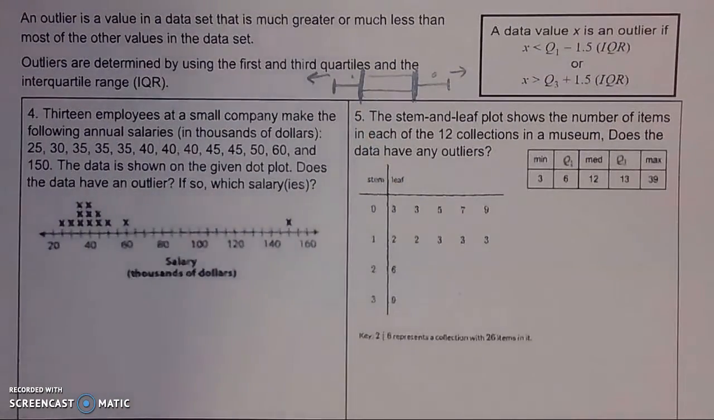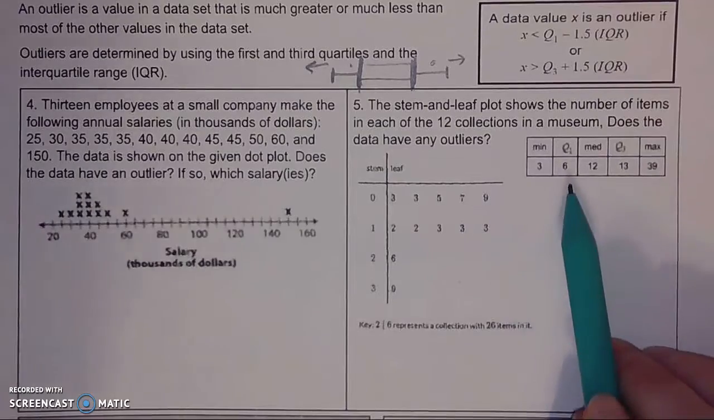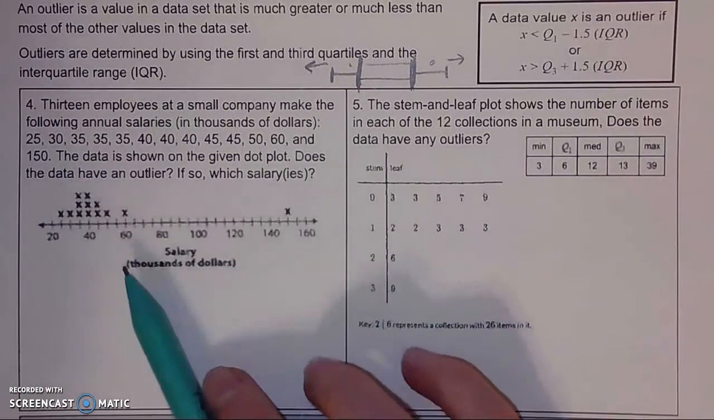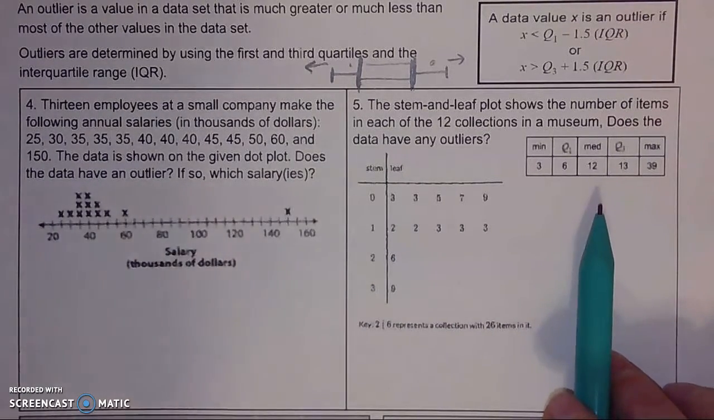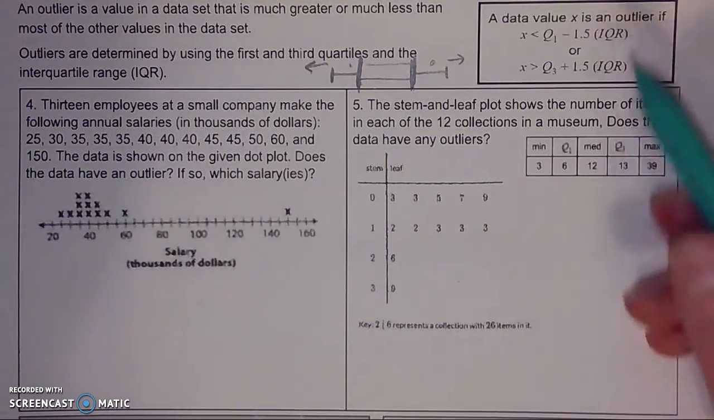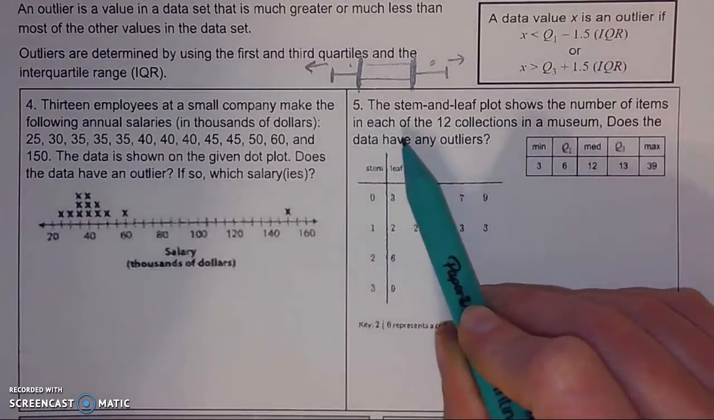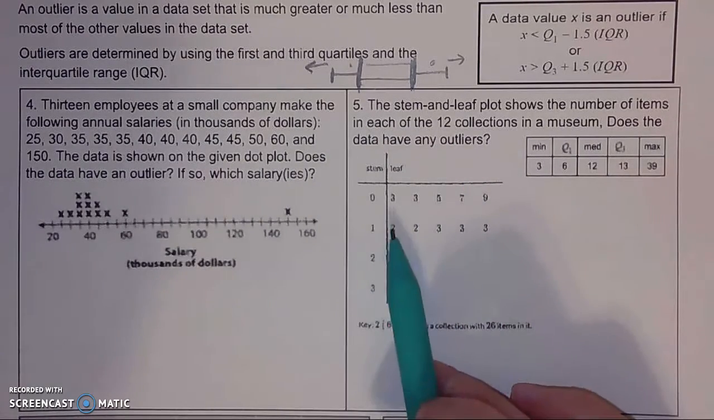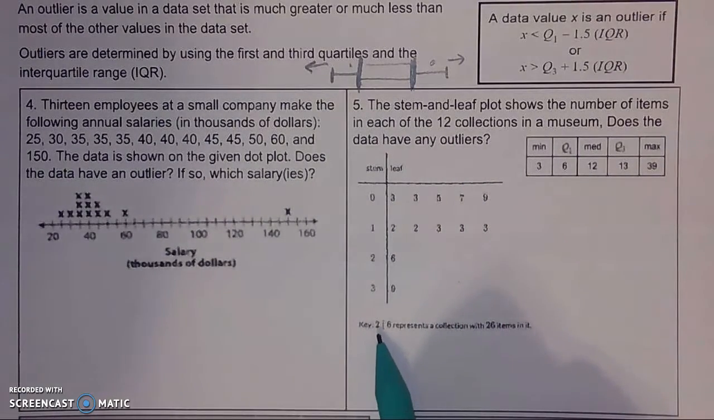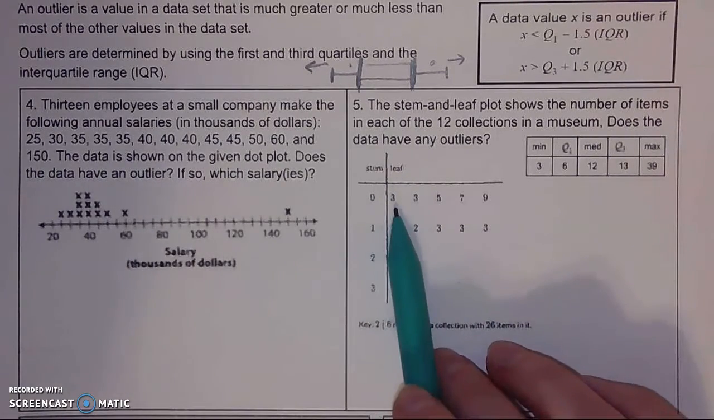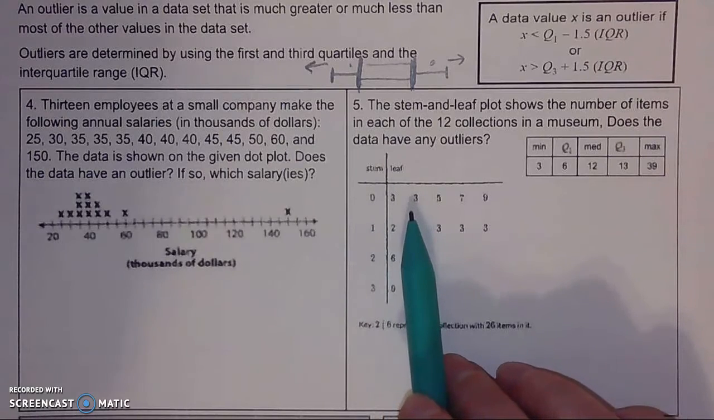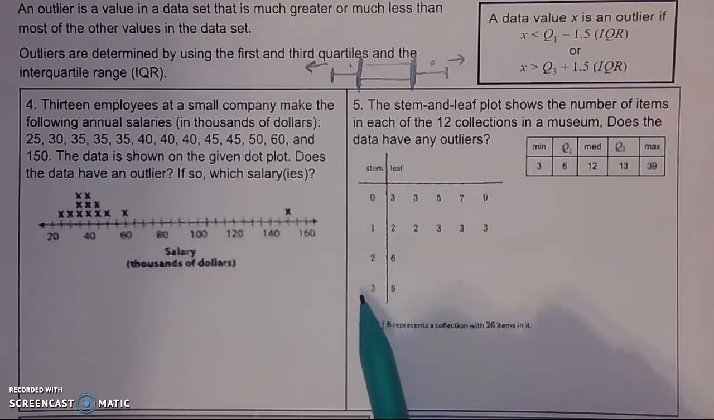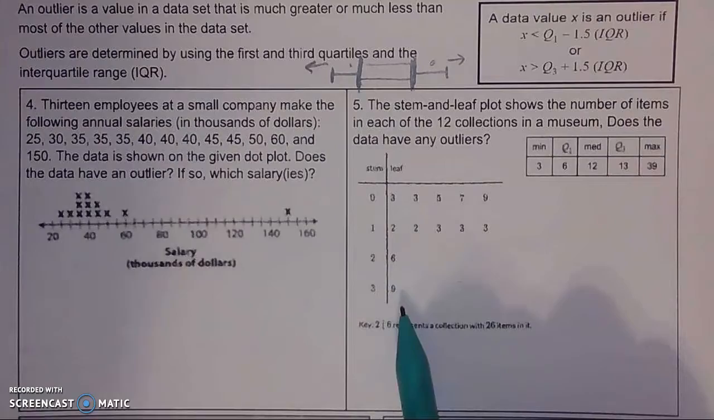Okay, so I gave you one where I actually give you the values and one where I make you work for it. So let's just go ahead and do the one where I give you the values first. It's a little out of order, but we'll just do it. Okay, so the stem and leaf plot shows the number of items in 12 collections in a museum. Does the data have an outlier? Looking at it, don't forget that 2 line 6 means 26. So this really means 3 items, 5 items, 7, whatever. It's not likely that 3 is an outlier because there's another 3. Normally outliers aren't repeated. So likely it's only this 39 if it exists as an outlier.